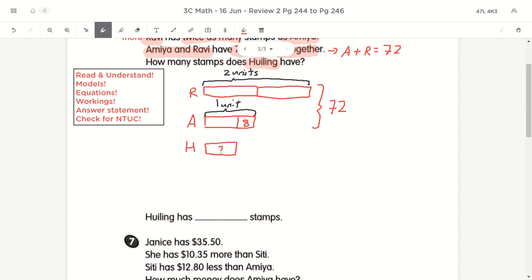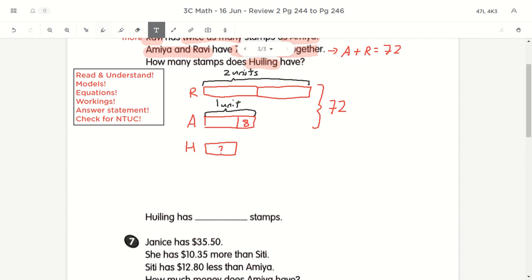So you realize, hey, what can I do with this 72? This 72 is shared by how many units? 1, 2, 3 units, and they are the same size. That's why it's very important to use a ruler to draw your models. So this 72 represents 3 units, 1, 2, and 3, because Ravi is twice Amia.